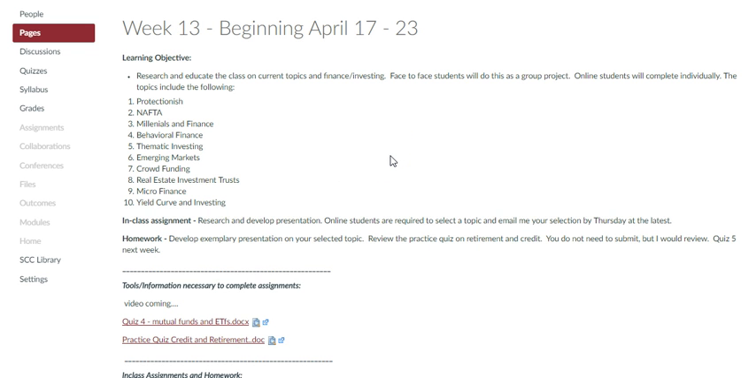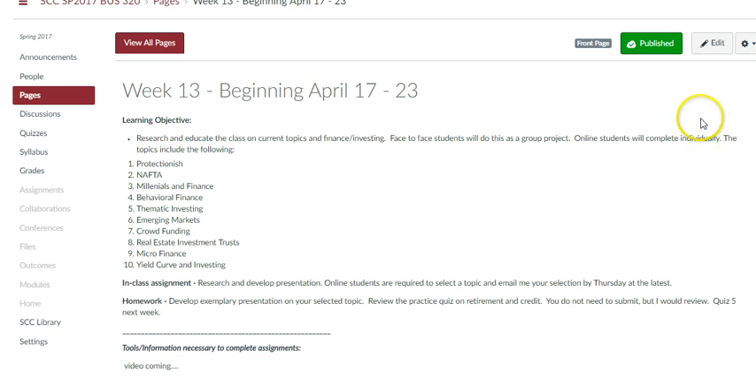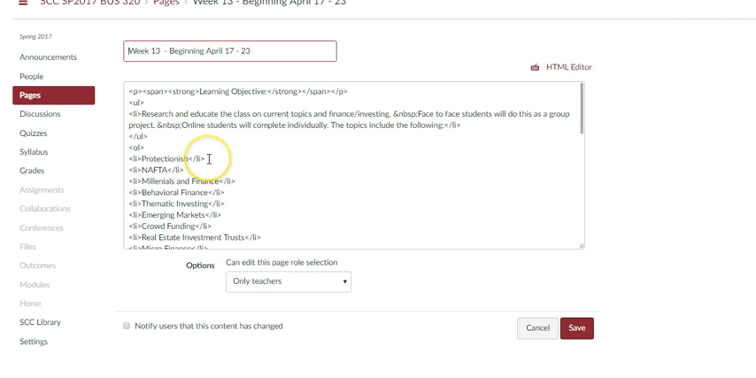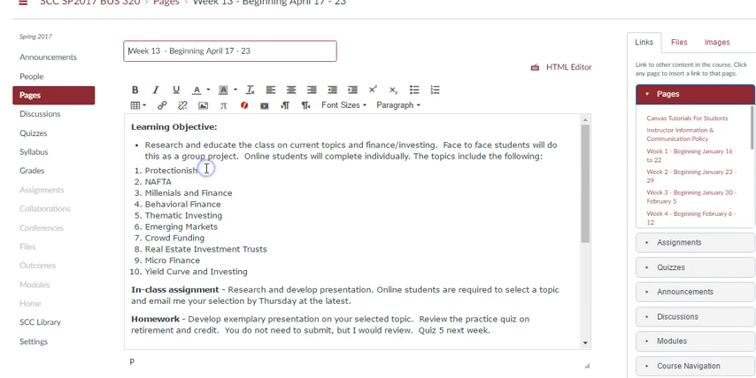This is an individual project, and what I've asked you to do is read through this list and pick a topic that interests you. If I were to go through these briefly, I would first tell you that protectionism is the reason I picked this, because it's been part of the discussion with our current federal administration.